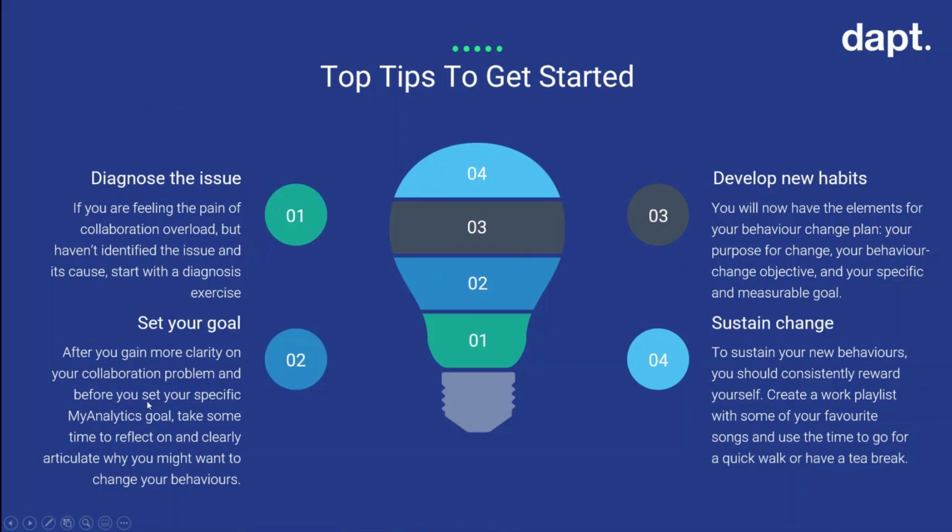Once I've identified that, I can then set my goal. So I'm going to set my goal to gain more clarity in what my collaboration or well-being problem is, and I can use my analytics again to help me set those goals and use those features that we've seen today. Then it's really about developing those new habits, so putting things into practice and making sure you stick to them, and then sustaining that change as well, so sustaining those new behaviors.